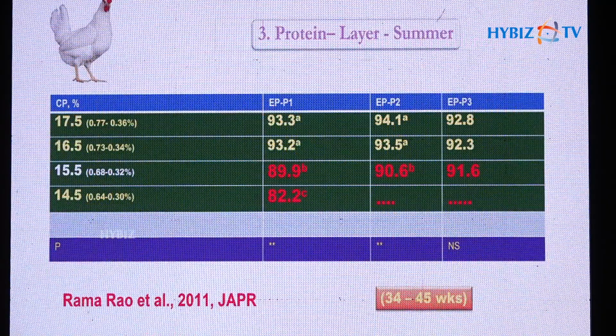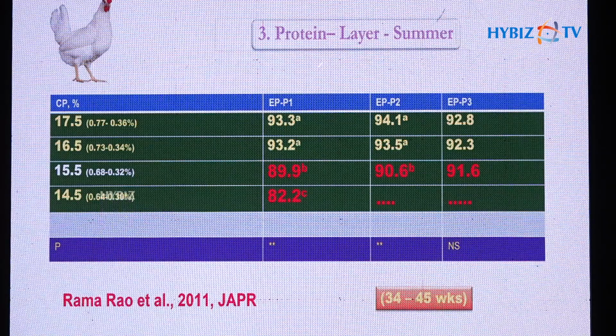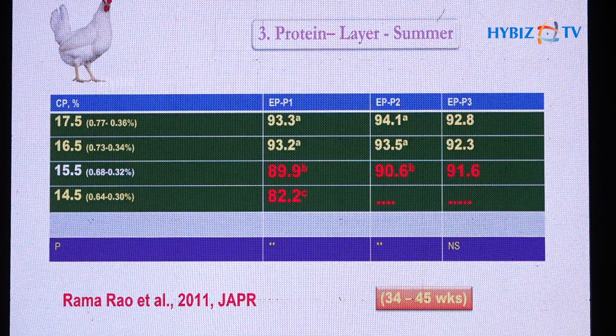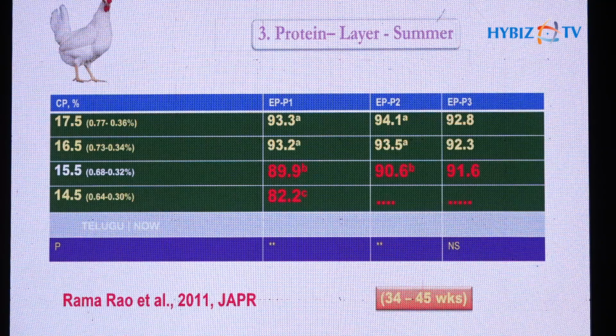So this is what I was telling. Can we reduce the protein? Because like any typical nutritionist, we always believe that we need to reduce the dietary protein level in the diet, particularly during the summer season. To what extent we can reduce, that is the question.